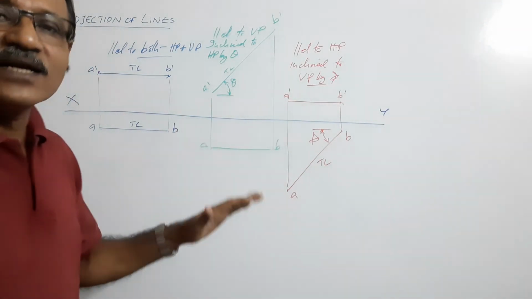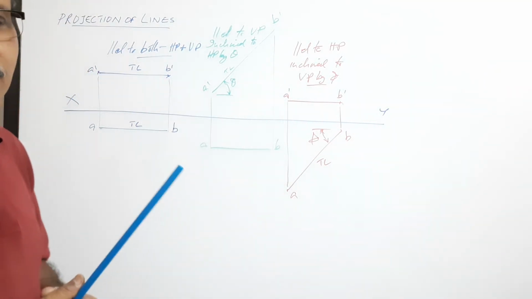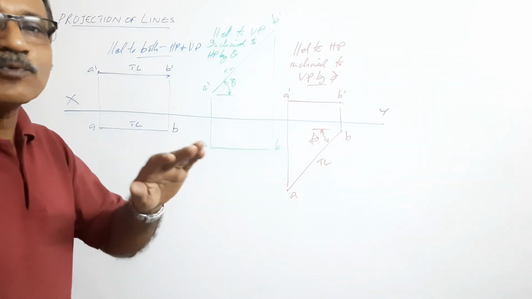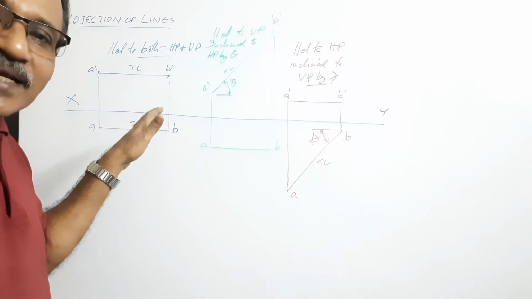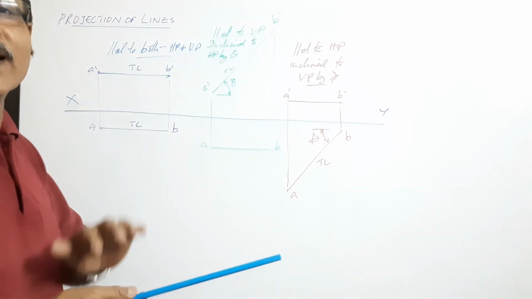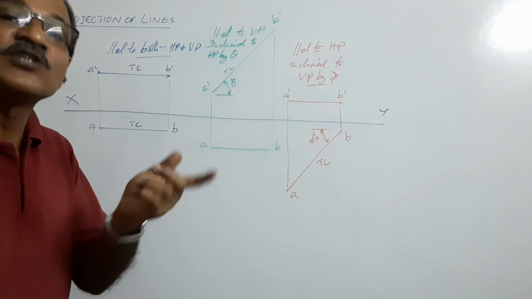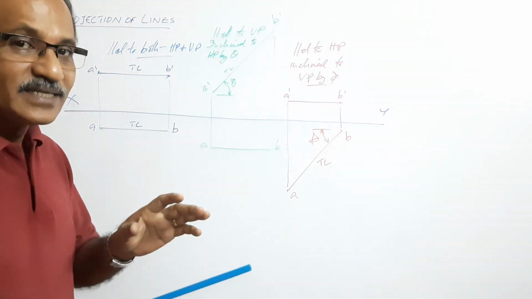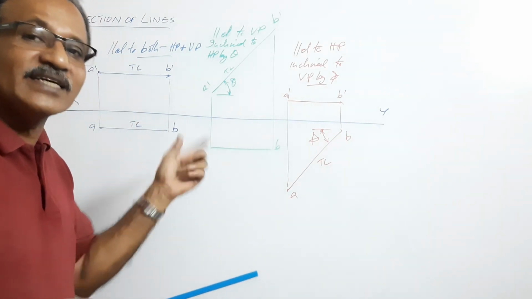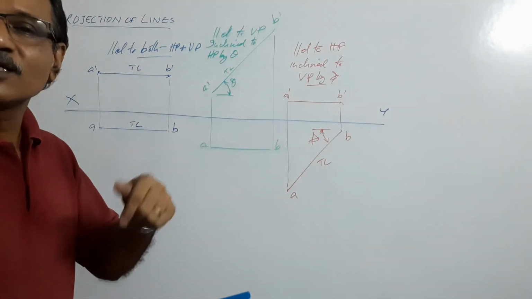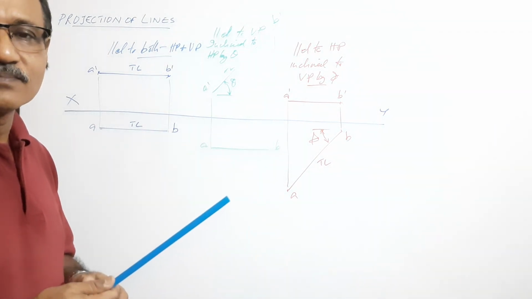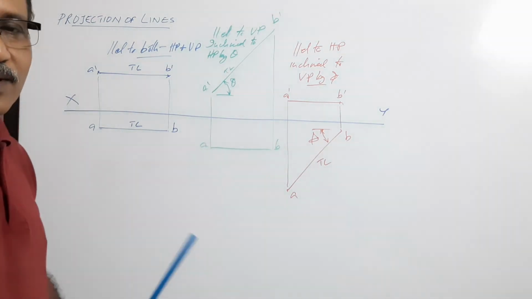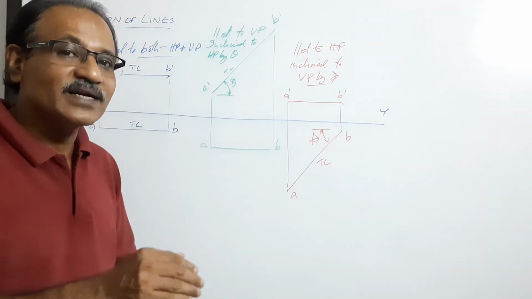When a line is parallel to a plane and inclined to the other plane, the projection onto the plane to which it is parallel will be true length, and the inclination to the other plane will be visible there. Projection to the other plane will be shorter in length than the line itself.